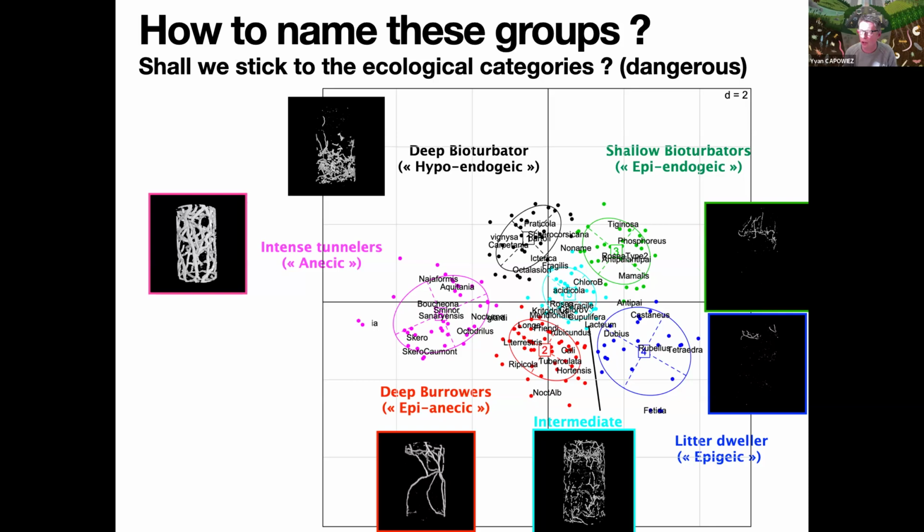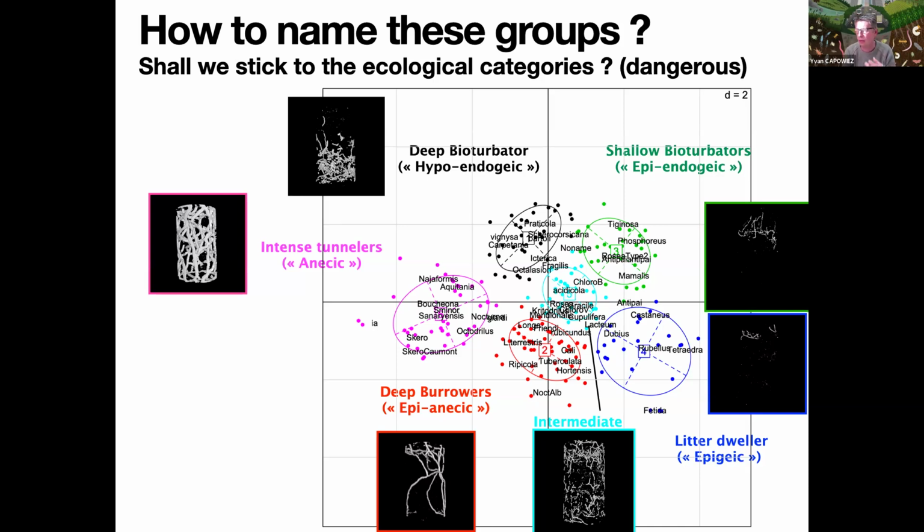Okay, and it's our choice, but we hope people will use it. For example, the group on the left, we will call them intense tunnelers, meaning at the same time that they will burrow a lot and make big burrow systems. The red group, we will call them deep burrowers. It means that they make vertical burrows, but not that many. And it's a true meaning of a burrow.